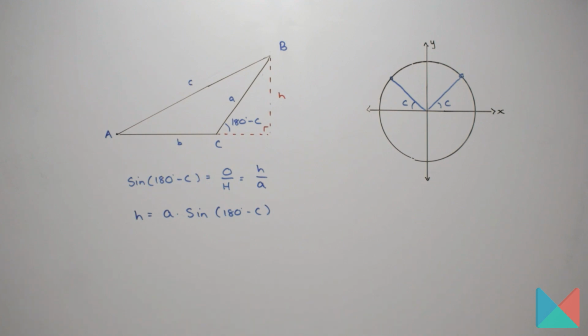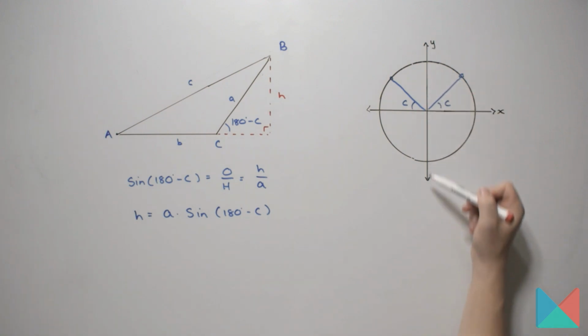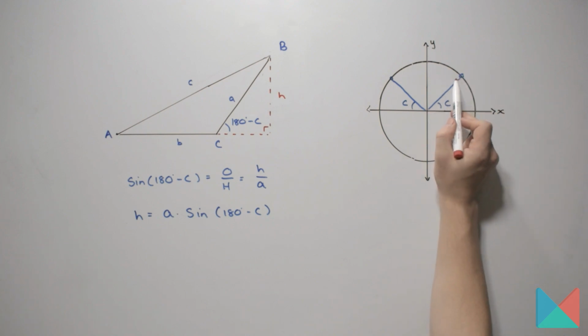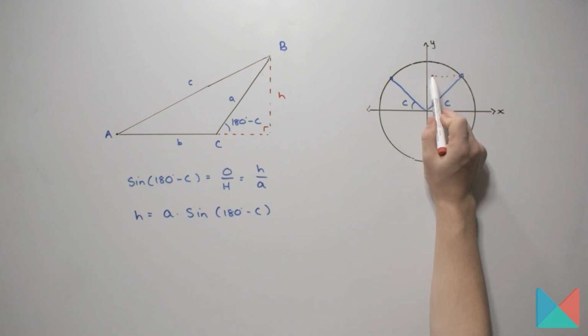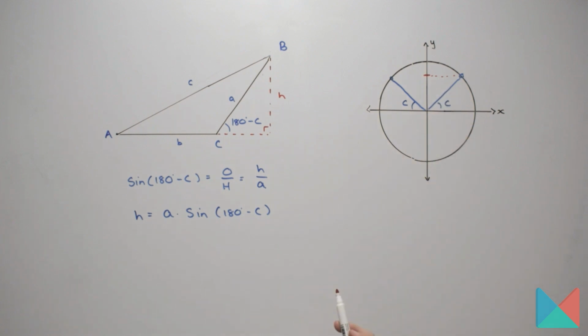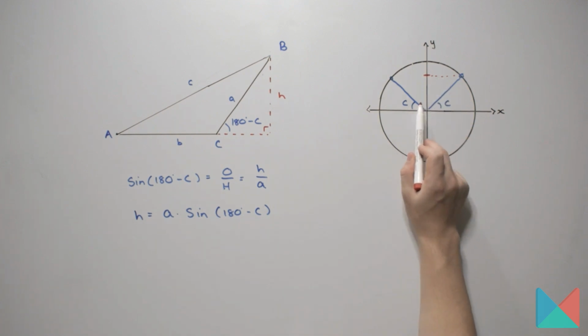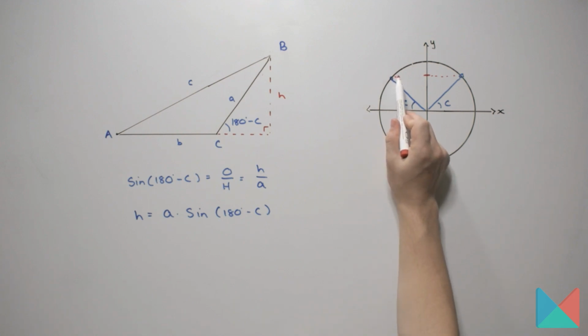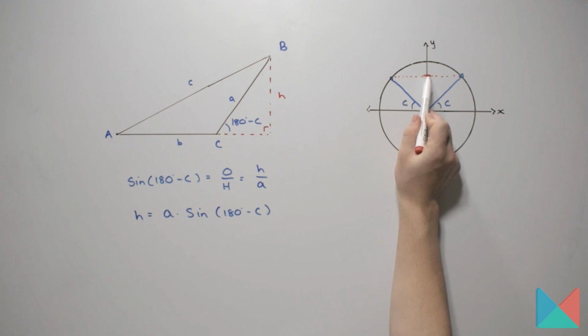And remember, when reading sine of an angle on the unit circle, it is always the value you read off the y-axis. So if we want to find sine of C, this will be the value we read off the y-axis, which is this value here. And if we want to find sine of our angle 180 degrees take away C, then we find that it will be this y value here.